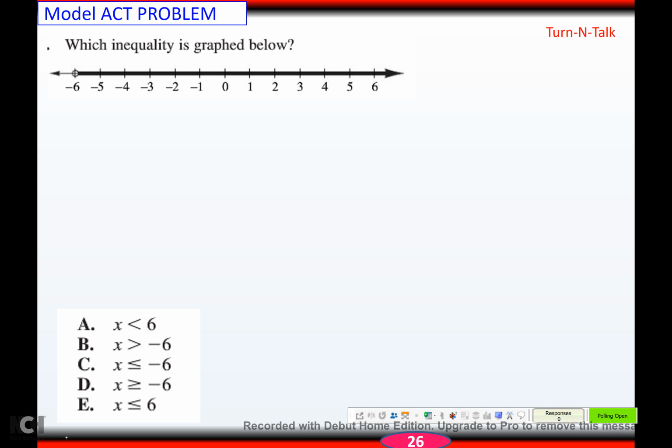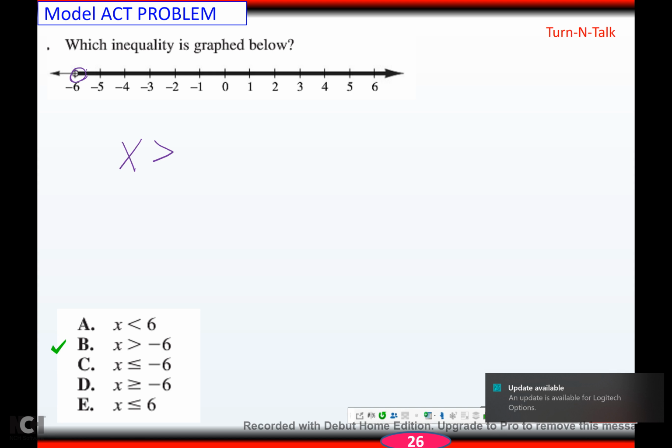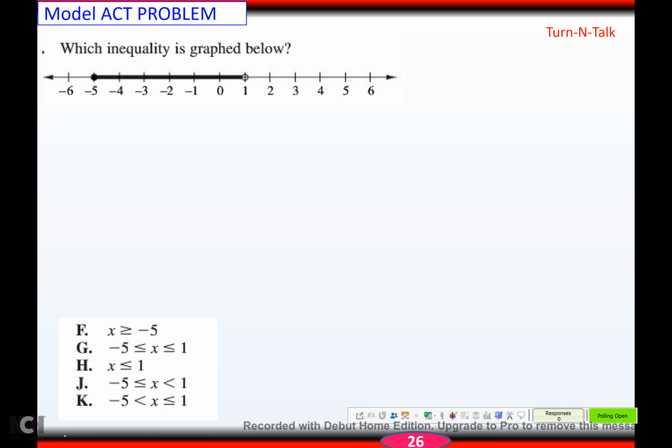Hit pause. Come back when you're ready. And hopefully you got B. This says that I want all of the x's that are bigger but not including, because that's an open circle, so no bar, negative 6. All right, try this one.